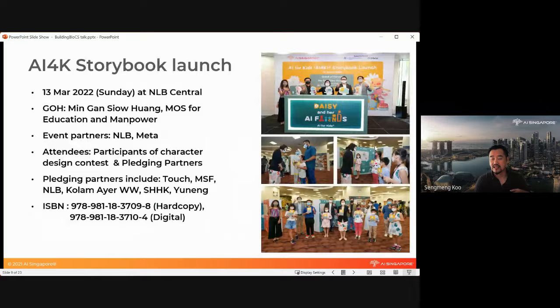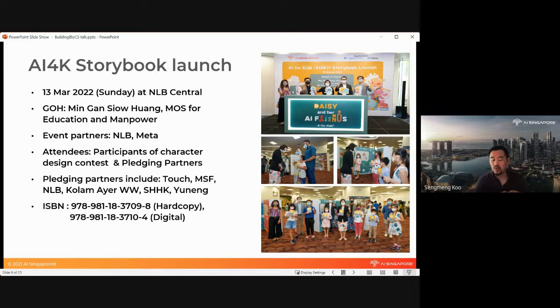Last Sunday, we launched an AI for K storybook designed for Primary 1 and Primary 2. No coding, no online, no lessons. It's basically just a storybook. We have 10,000 printed as part of a sponsorship with Meta. It's a 40-page illustrated storybook that goes through a storyline format. Anyone of you who is interested, please contact me directly. We printed 10,000 copies, more of a CSR effort to distribute to low-income families, and we have community partners to do so.